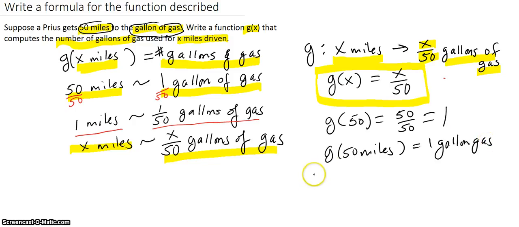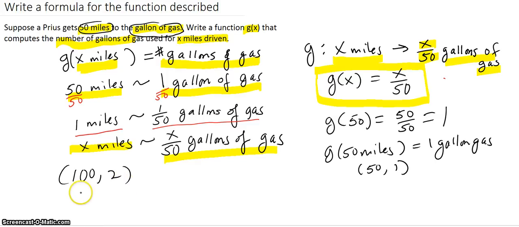Okay, what if we had a point, and that gave us the point 50 for the x and 1 for the y. What if we had a point like 100, comma 2? That would mean that g of 100 turned out to be 2.